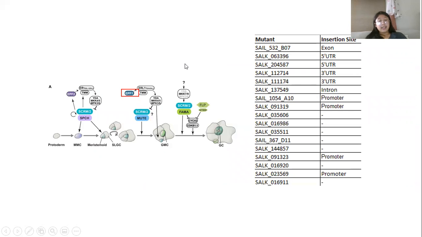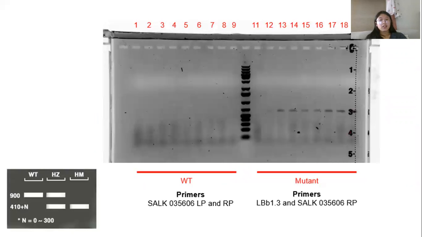So as for the tDNA insertions, these are the names of the mutants I'll be analyzing, as well as their putative insertion sites within the peptide ligand EPF1, which regulates the spacing between stomata. This is a representative gel of a line called SALK 035606.